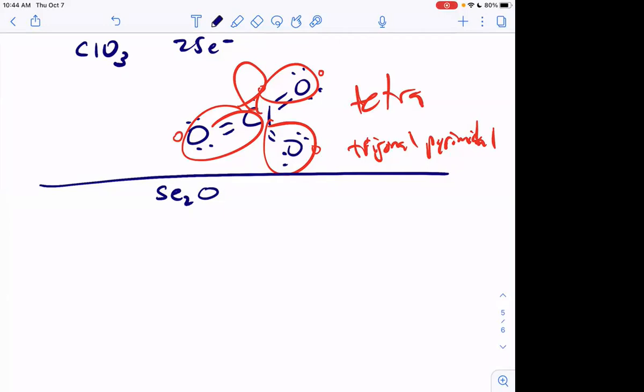Get it? Where do you go? You still have the formal charge of the -1. Oxygen is more electronegative than selenium. Not easy.